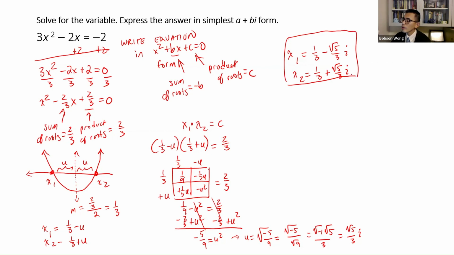The nice thing about this is that if you look carefully, you'll see that our answer was supposed to be written in simplest a plus bi form. With the mean product method, you will always get your answers in the a plus bi form. You'll always see it separated here: a turns out to be the value of m, the mean of the roots, and b turns out to be the value of u, which is then multiplied by i.